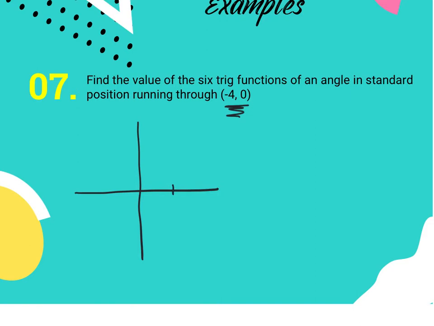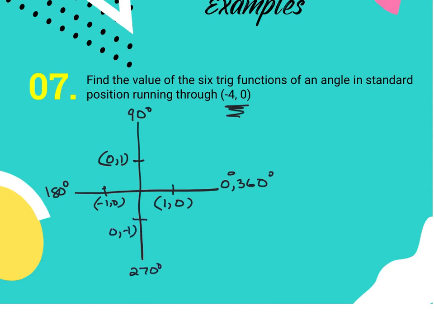The first one here for 0 and 360, this one is the ordered pair 1, 0. Over here, this one's going to be the 0, 1. And this is for 90 degrees. Then over here for the 180, this will be the -1, 0. And then for the 270, the ordered pair here is 0, -1.